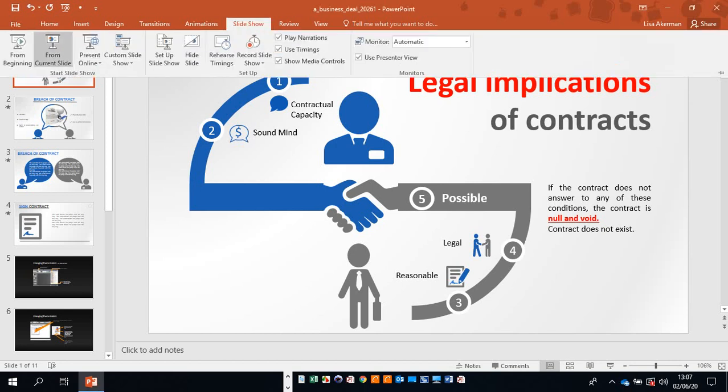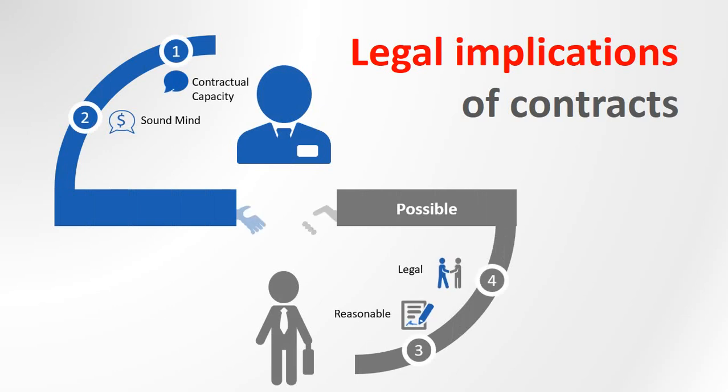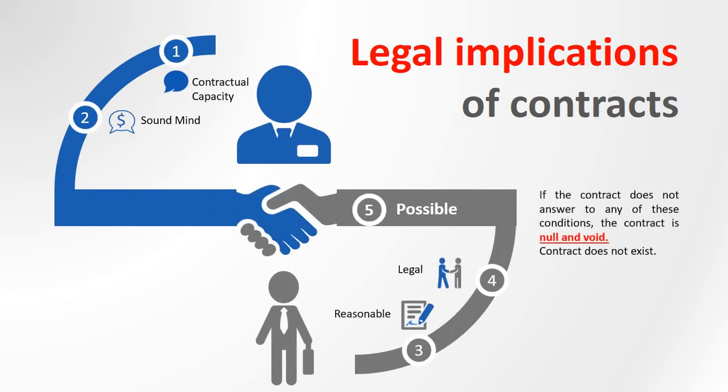Right, good afternoon, boys. What we're going to look at this afternoon is the legal implications of a contract. So, in other words, what requirements must there be in order for a contract to be legal?